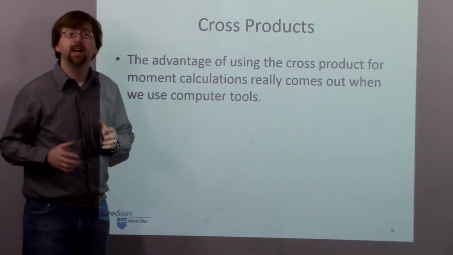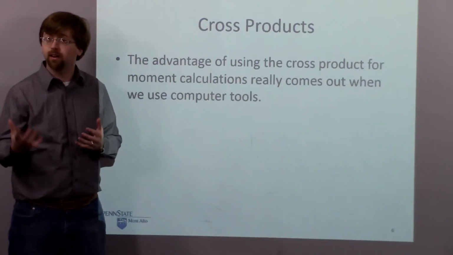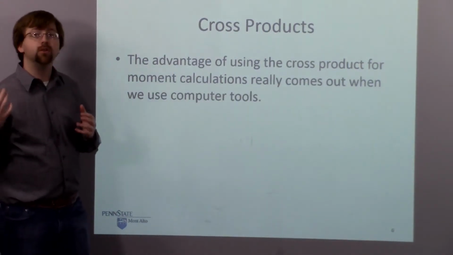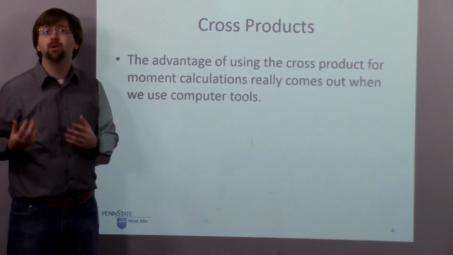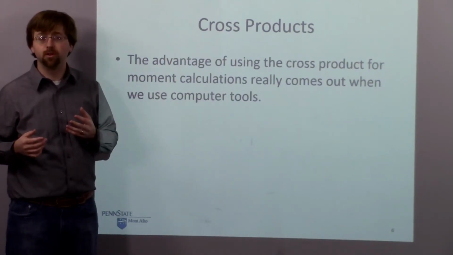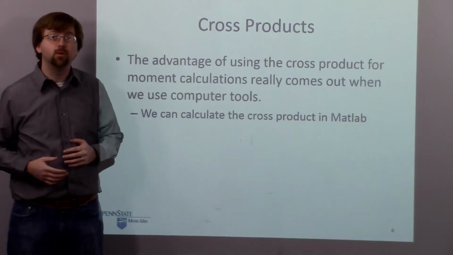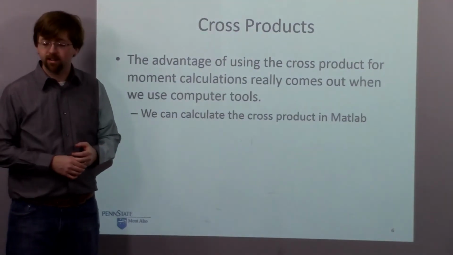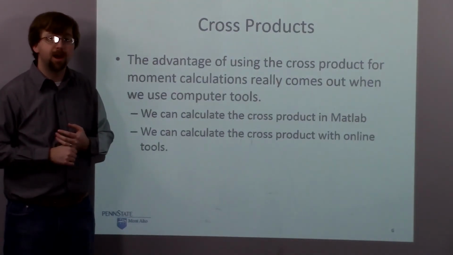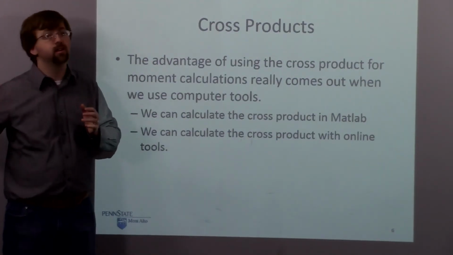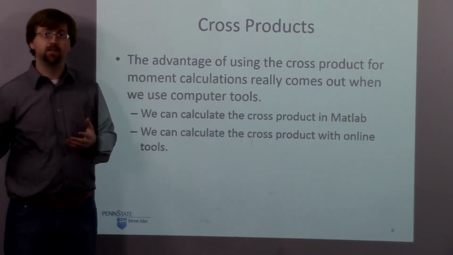But the true advantage of using the cross product for moment calculations, and for other calculations for that matter, is when we use computer tools. Computers are able to do these calculations much quicker than a person is. We can calculate the cross product in tools like MATLAB, which you may have access to, or we can do this in online calculators such as Wolfram Alpha, which will let you put in vector 1 and vector 2, and it spits out the cross product in a matter of seconds.